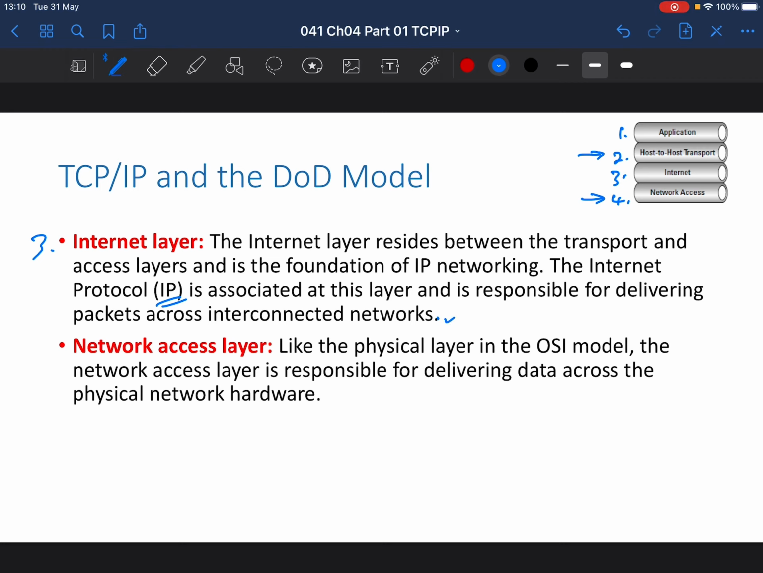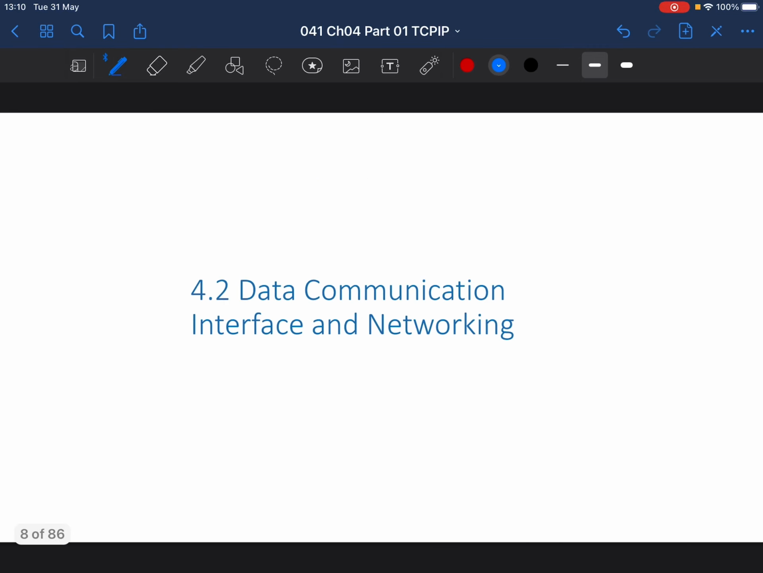And fourth is the network access layer. Like the physical layer of the OSI model, the network access layer is responsible for delivering data across the physical network hardware. So the network access layer is related to physical network hardware in the DoD model.